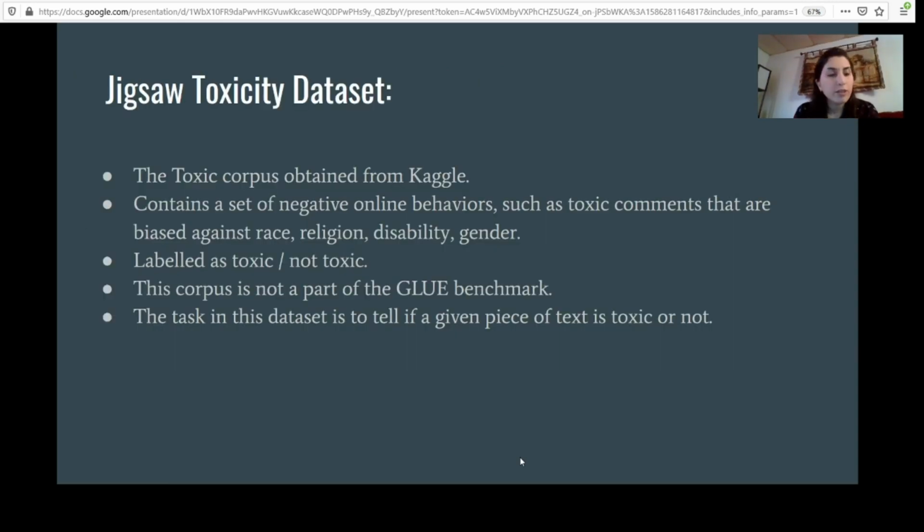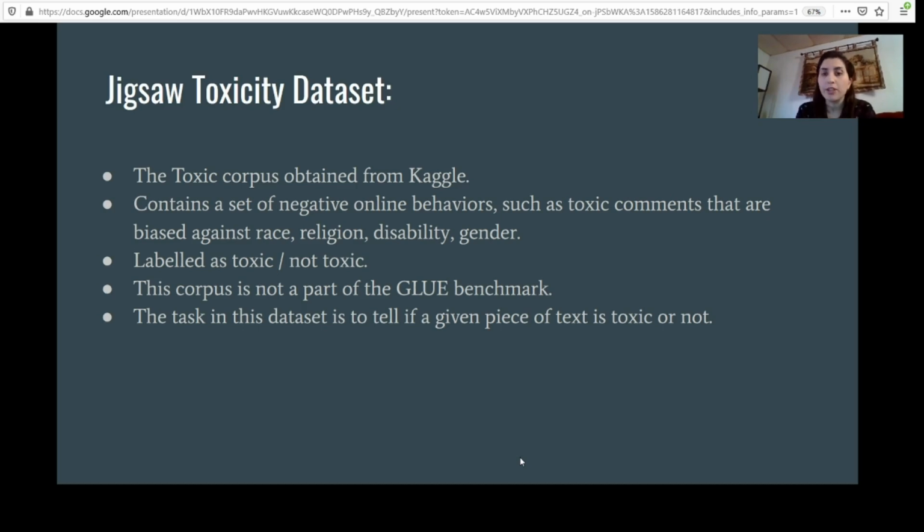And moving further to the other two data sets. One is the Jigsaw toxicity data set, which contains labeled data of toxic and not toxic. By toxic, I mean a set of negative online behaviors such as toxic comments that are biased against race, religion, disability, gender, and it's obtained from Kaggle.